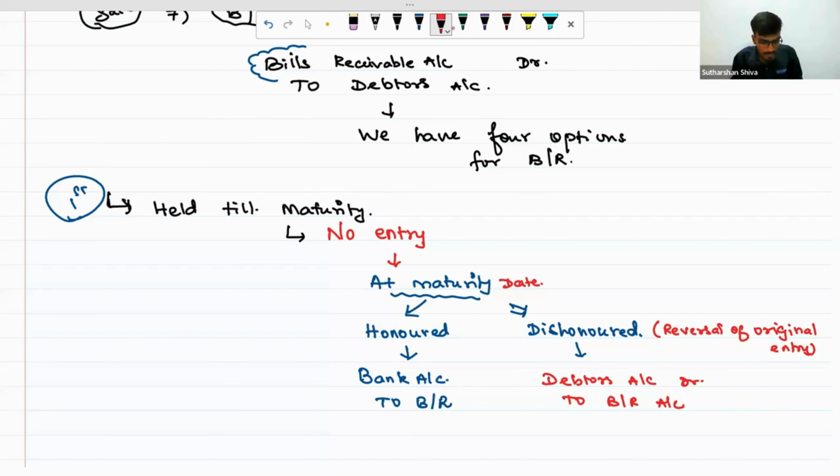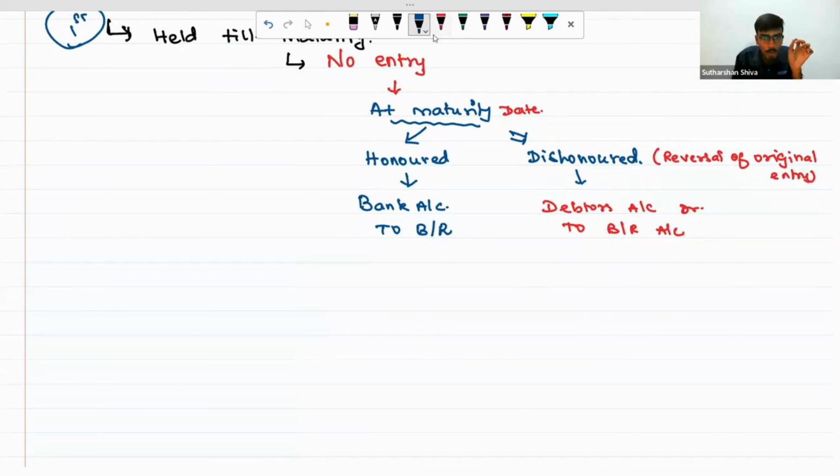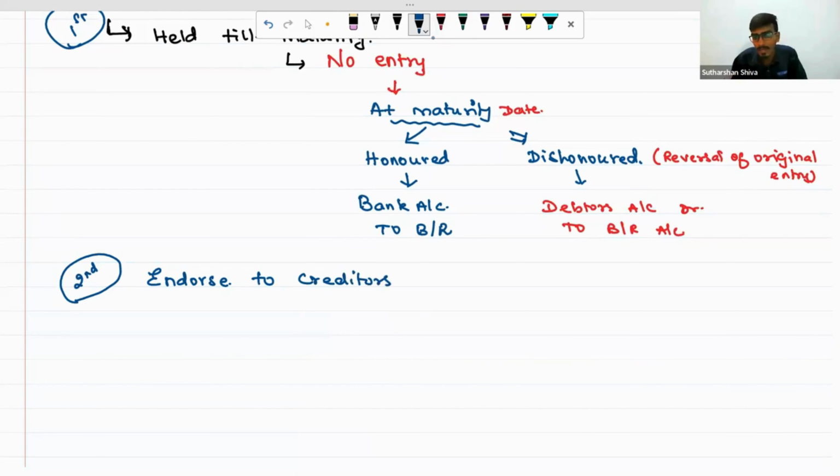Okay. Next part. It comes to the second criteria, and in this topic itself I will cover bills of exchange also. This second part needs more attention. That is endorsed to creditors. That is, a third party will be involved.